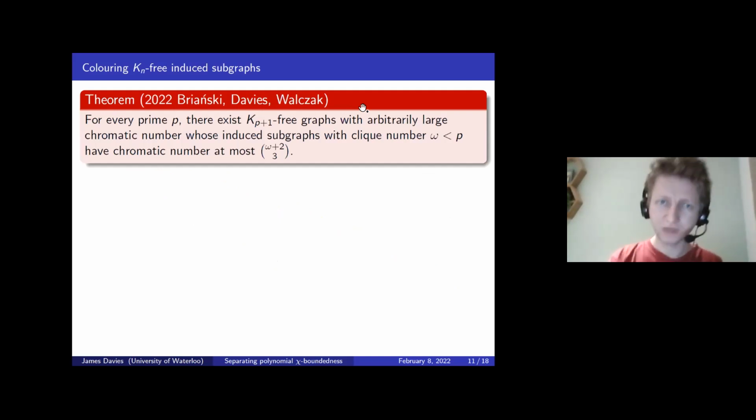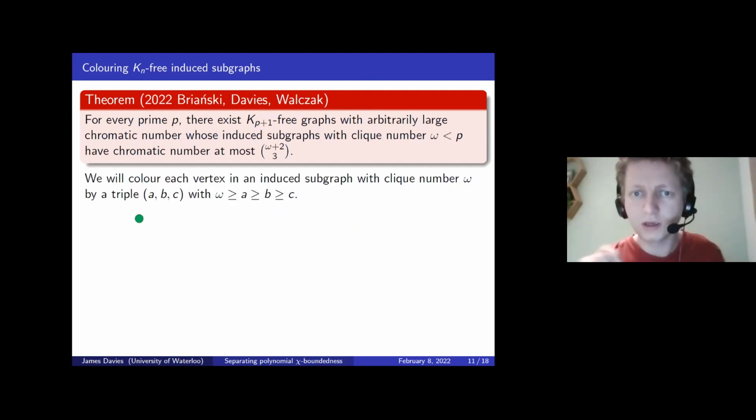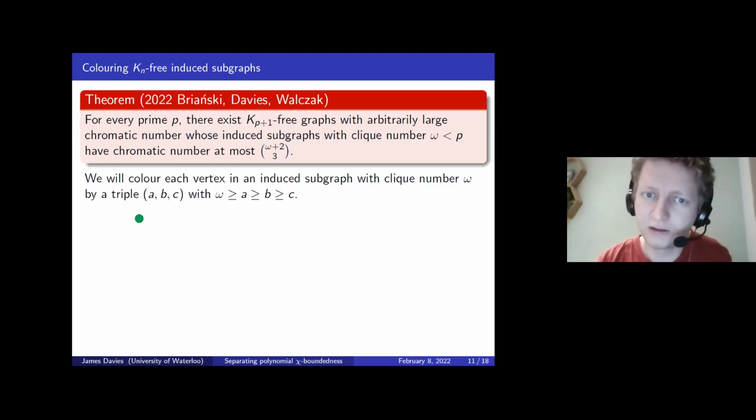Okay, so we need to start thinking about how to actually color our induced subgraphs with bounded clique number less than p. So we're aiming for this omega plus 2 choose 3 bound. So this is how we'll assign a color to each vertex. So we're going to assign a triple A, B, C, of positive integers, so that A is at most omega, B is at most A, and C is at most B. And this will give us our omega plus 2 choose 3 colors. So I'll go through one at a time on how we choose each of A, B, and C.